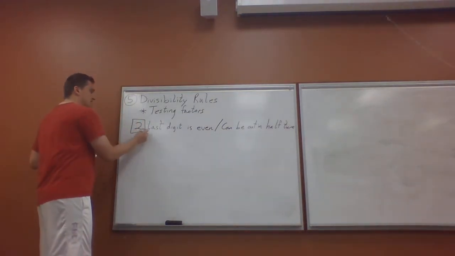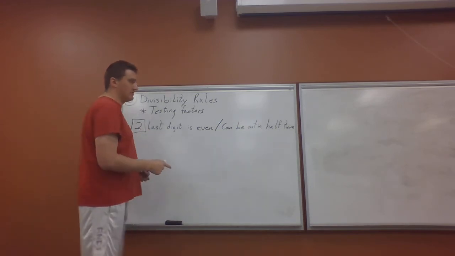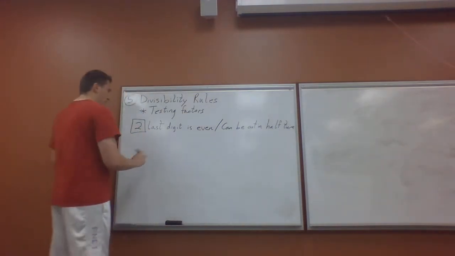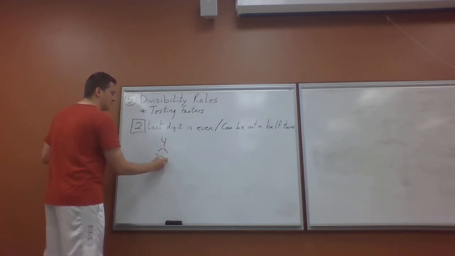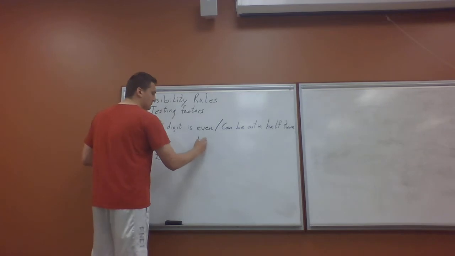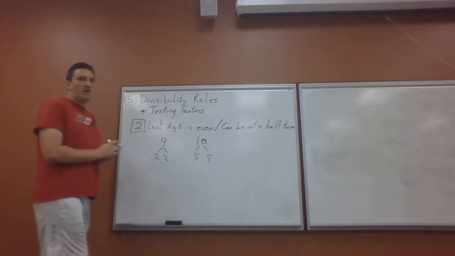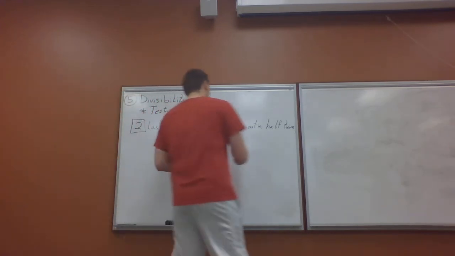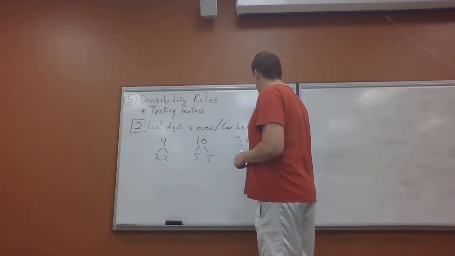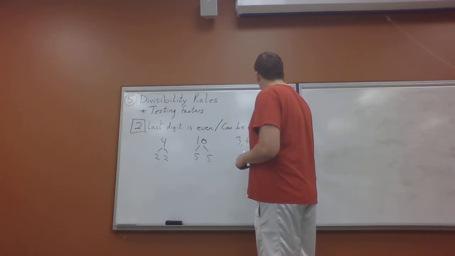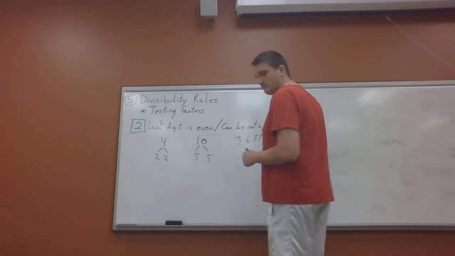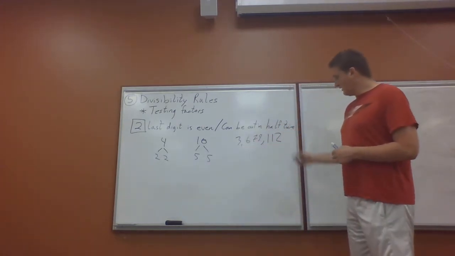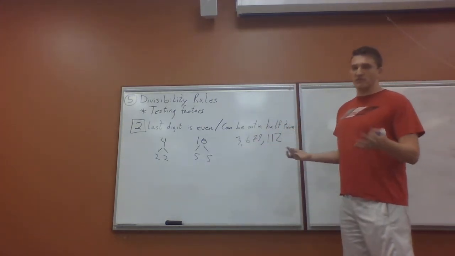That's just testing the last digit and seeing if it's even or not. We know that 4 is even because I can cut it in half, 2 and 2. I know that 10 is even because I can cut that in half, 5 and 5. But what about bigger numbers? Like, let's say 3,679,112. How do I know if this number is divisible by 2?